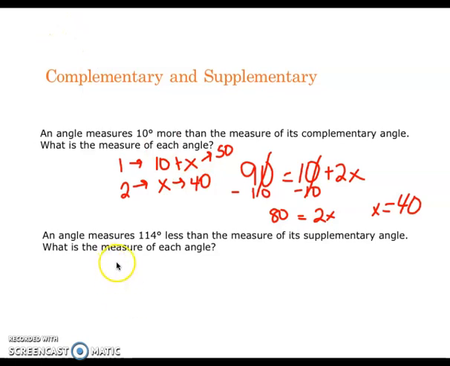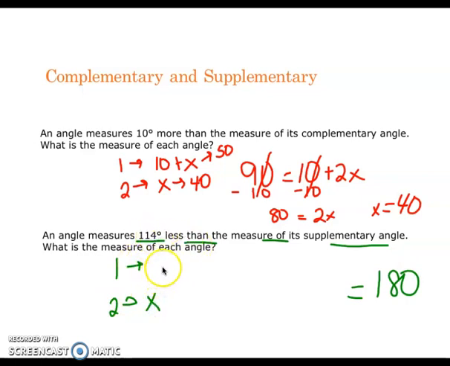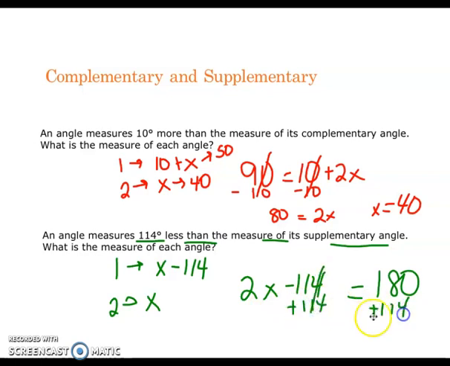I'm going to show you one more like that. So we have two angles always, right? In this case, an angle measures 114 less than the measure of its supplementary angle. So we know they're going to be 180. We don't know the measure of the second angle, but we know the other one is 114 degrees less. So we let that be x minus 114. Then we set up our equation, we combine it, so we get 2x minus 114 equals 180. We add 114 to both sides, and we get 294 equals 2x. We divide by 2 on both sides, and we get x to equal 147.